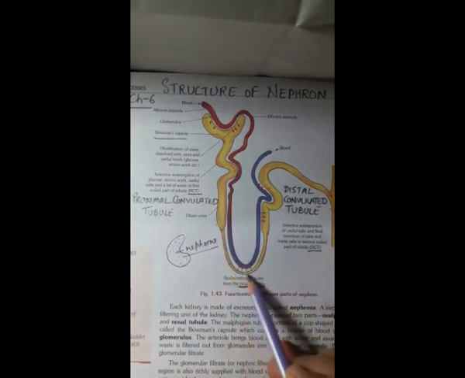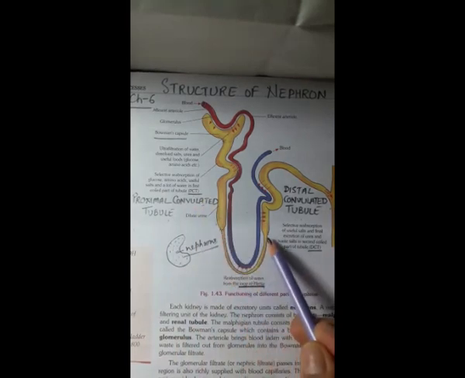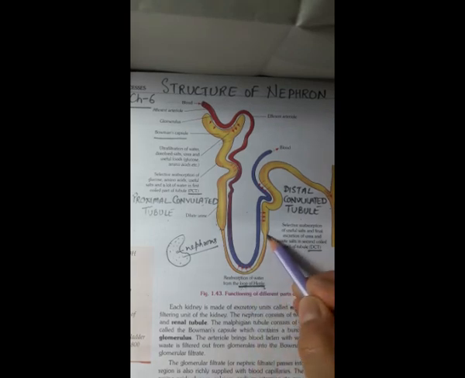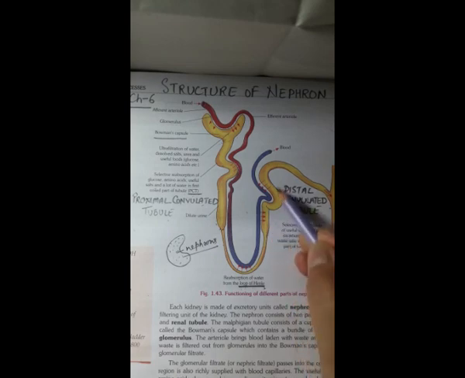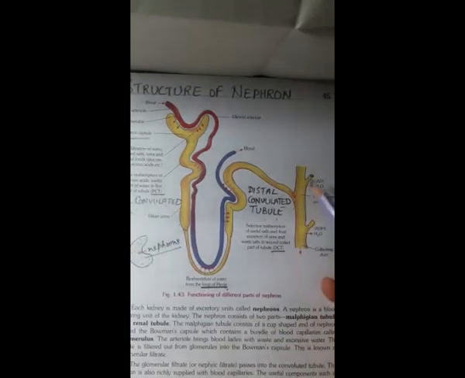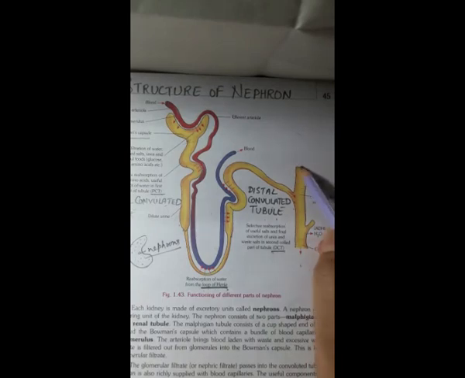From here it gets narrowed, as you can see, it is very clear in the diagram. This narrow part of the tubule is called loop of Henle. Again it widens here, and from here till this part it is called distal convoluted tubule or DCT. Now further, this distal convoluted tubule is joined with this long wider lumened tube called collecting duct.